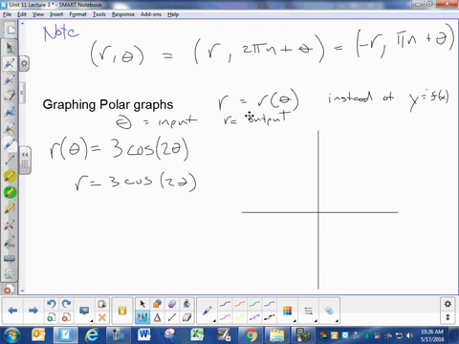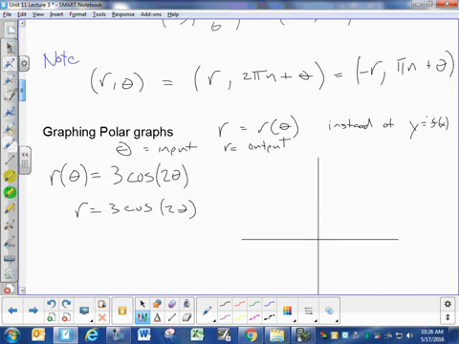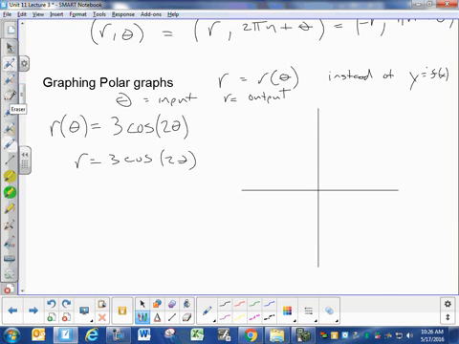Okay? Now, how are we going to graph these? Well, just like we would for a Cartesian, we'll just pick a bunch of thetas, find their corresponding r's, and then plot those points.